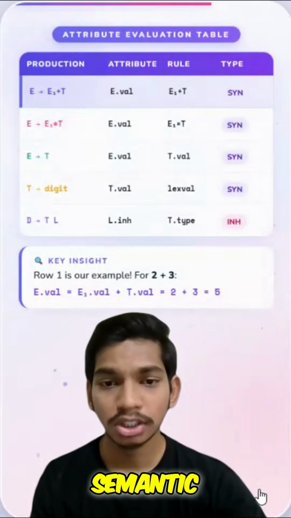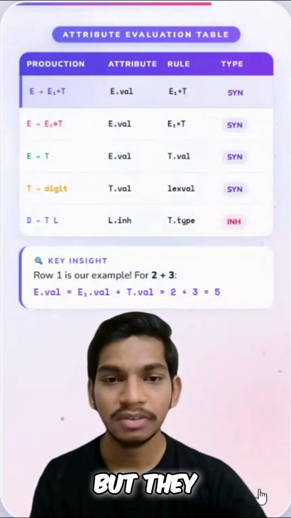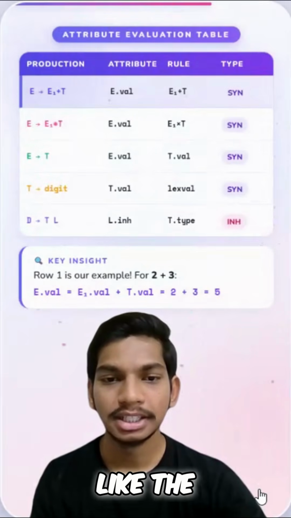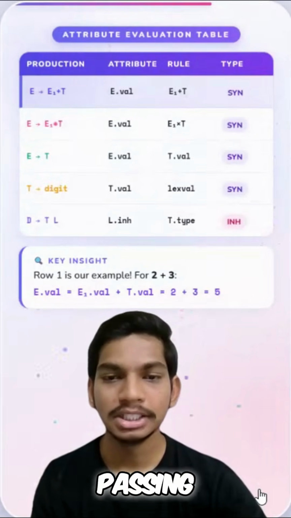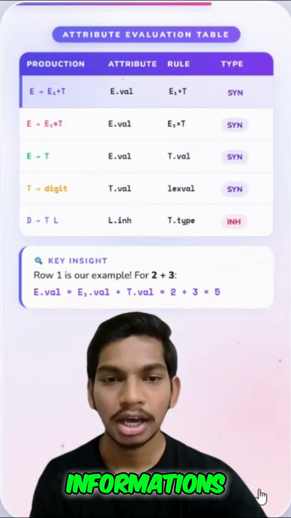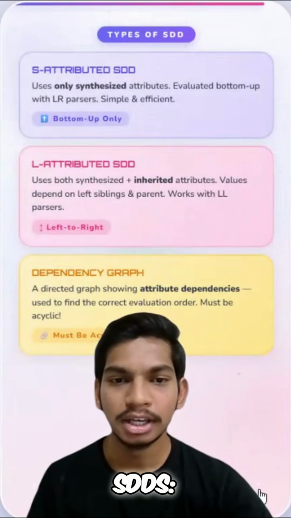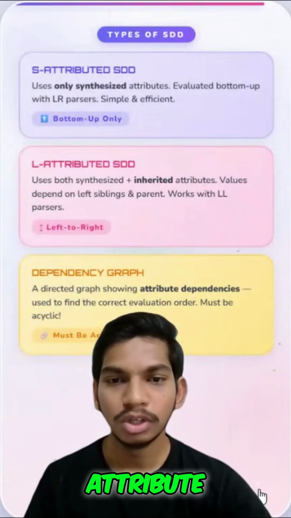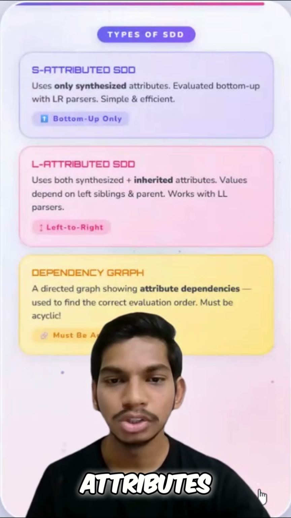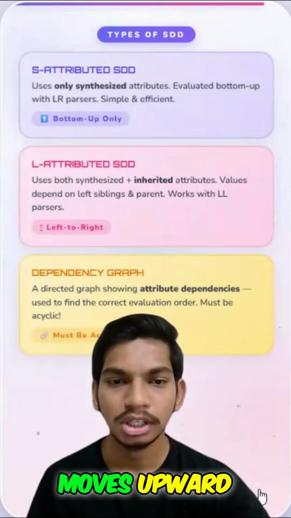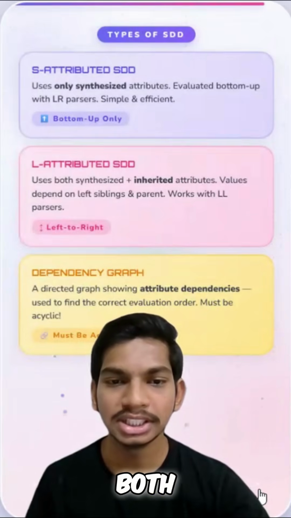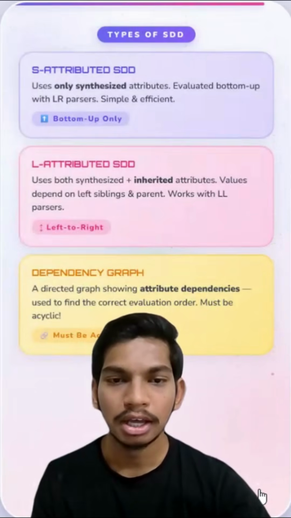The semantic rules are just formulas, but they define how things are calculated, like addition, multiplication, or even passing type information. And there are two more types of SDDs, S attribute and L attribute. The S attribute uses only synthesized attributes, so everything moves upward. And the L attribute uses both synthesized and inherited attributes.